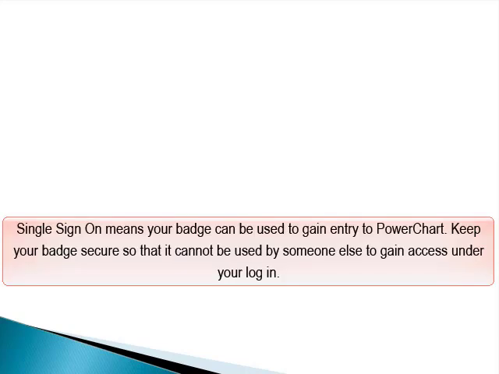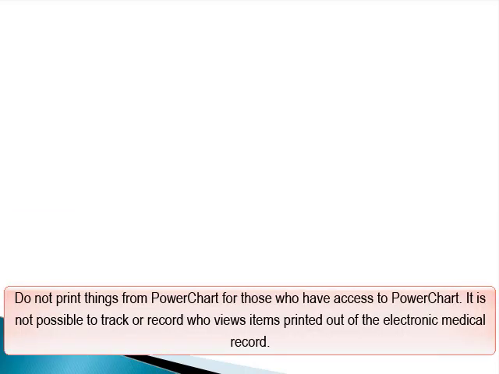Some locations in our hospitals and clinics use what is called single sign-on. This means your badge can be used to gain entry to PowerChart. This means you must be sure to keep your badge secure so that it cannot be used by someone else to gain access under your login. Do not print things from PowerChart. It is not possible to track or record who views items printed out of the electronic medical record.